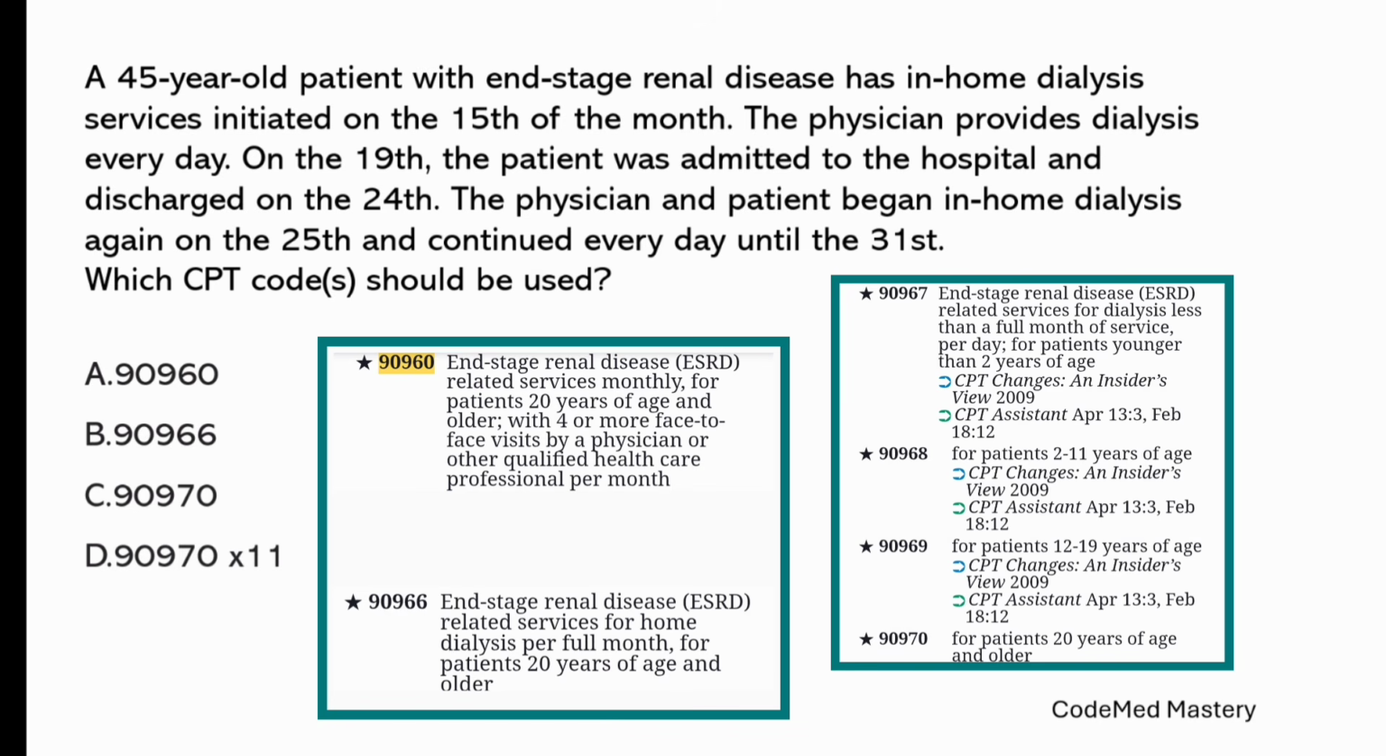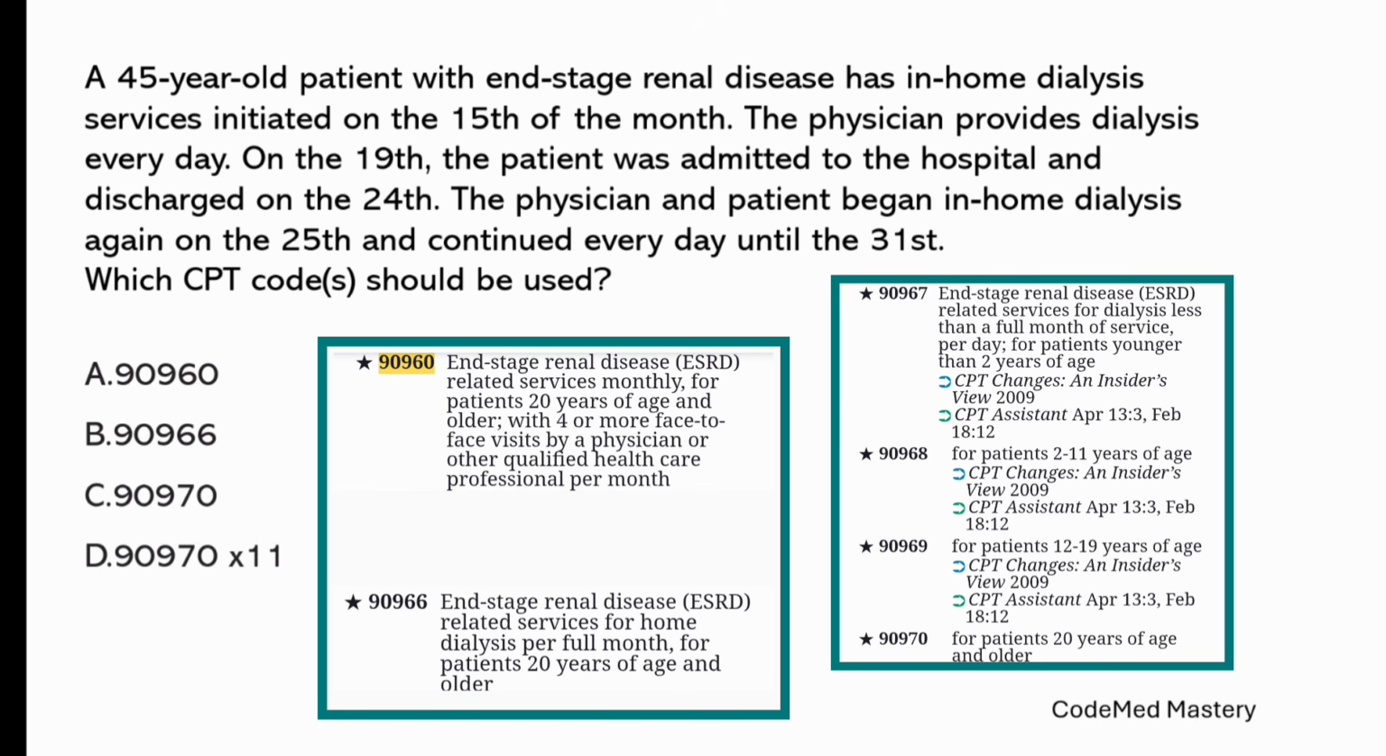A 45-year-old patient with ESRD has in-home dialysis services initiated on the 15th of the month. The physician provides dialysis every day. On 19th, the patient was admitted to the hospital and discharged on 24th. The physician and patient began in-home dialysis again on 25th and continued every day until the 31st. So what CPT codes should be used?